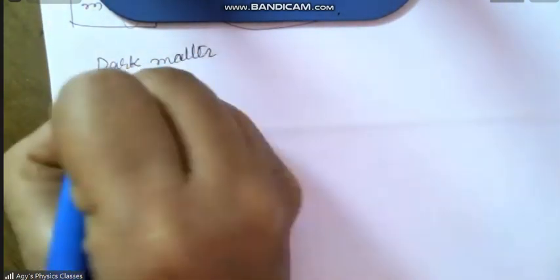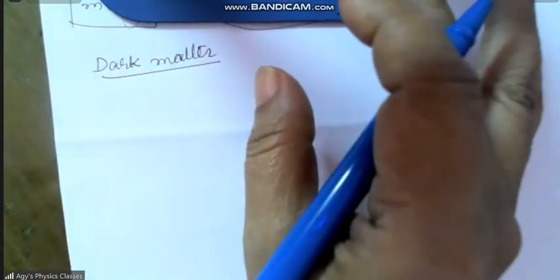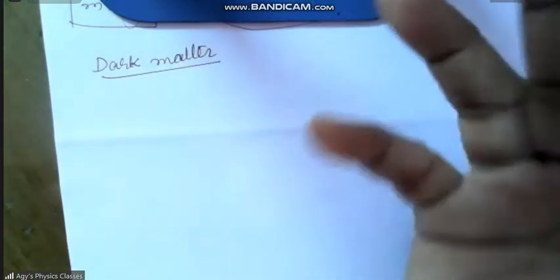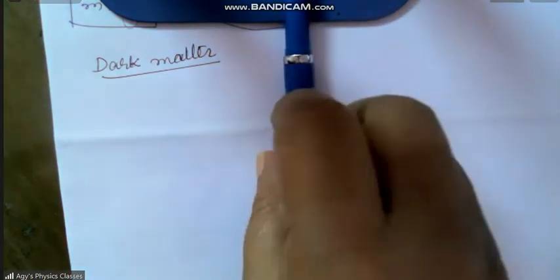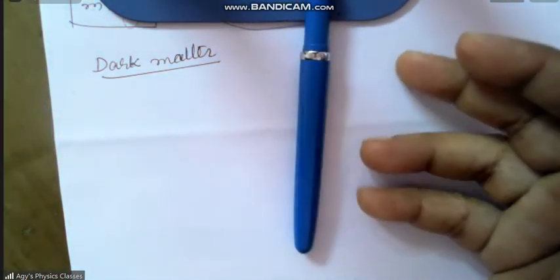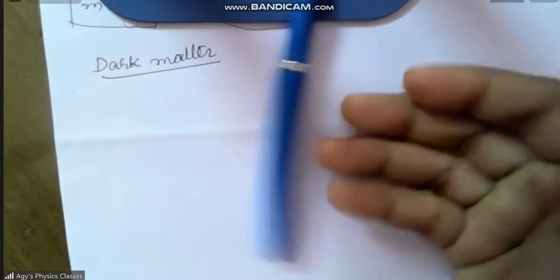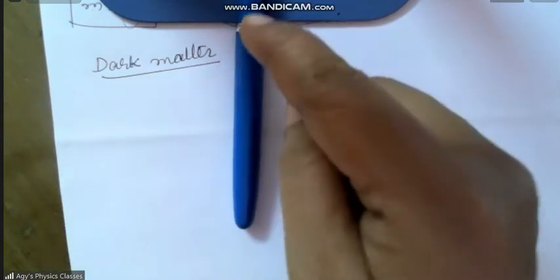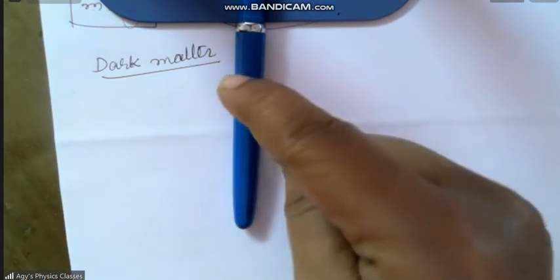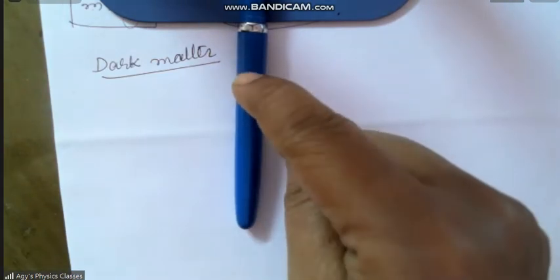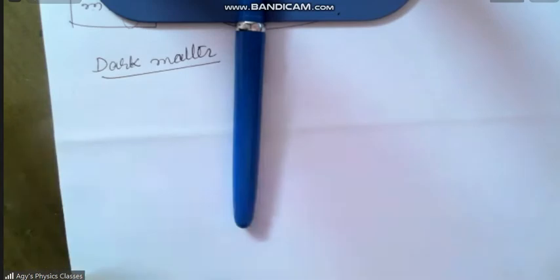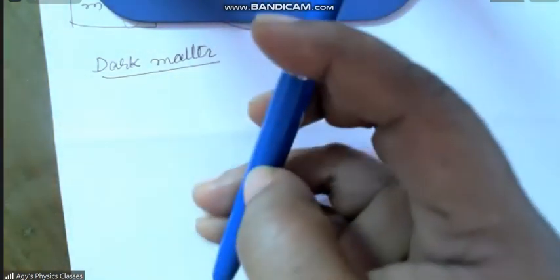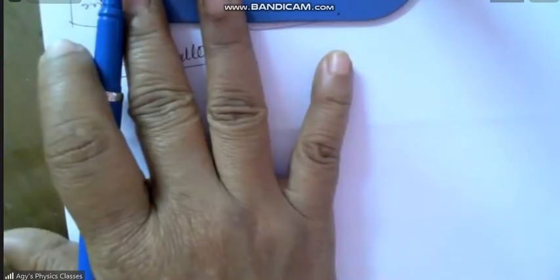Dark matter. You know what normal matter is? How do you see normal matter? For example, how do you see this pen? This pen is made up of normal matter. How do you know that this normal matter is there? Because it reflects visible light. That is why you can see it. When the rays fall on this and the reflected rays fall in our eye, only then we see this. This is normal matter. We see normal matter because it reflects light to our eye.